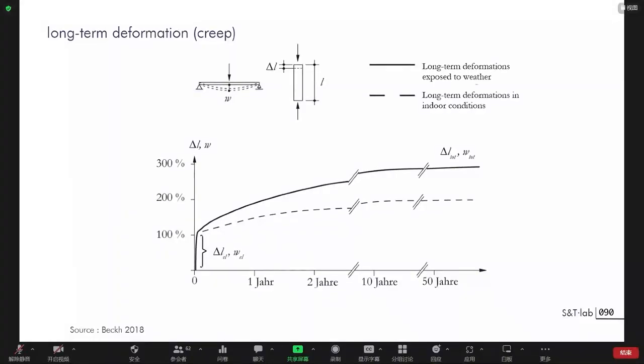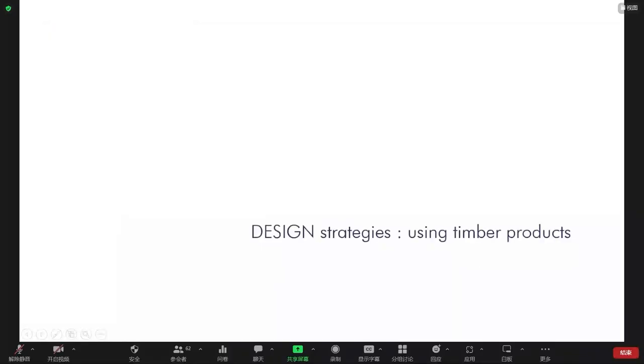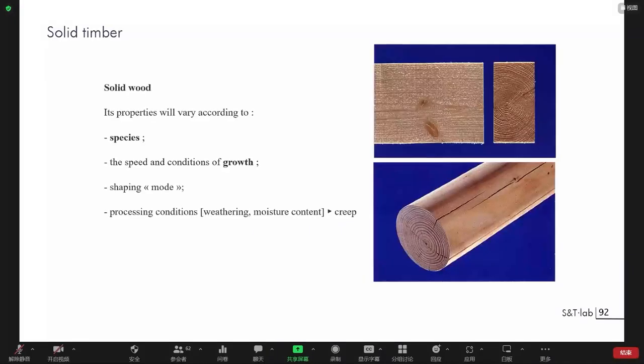So you can see here on a curve that you have a creep phenomenon, so long-term additional deformation that could be 300% of the deformation that you have in the short term, depending on the variation of moisture you have in the short term.